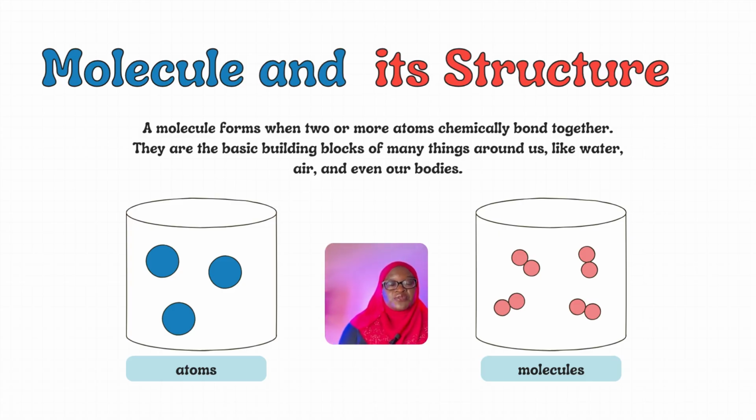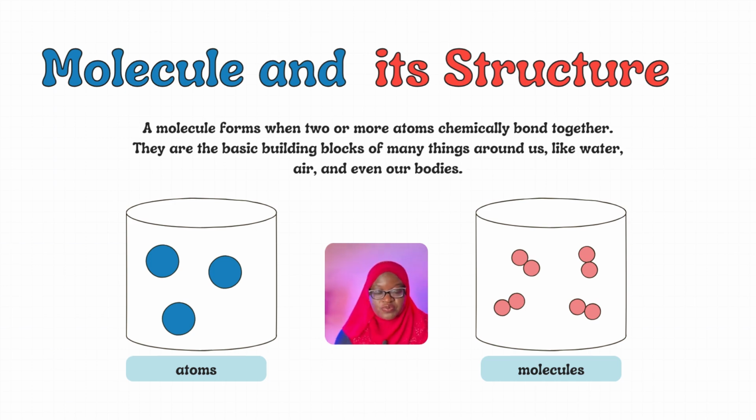Now, what happens when atoms of the same element combine chemically together, or atoms of a particular element combine with atoms of other elements? What results when that happens? When that occurs, we form molecules. So a molecule is when two or more atoms chemically combine together. Again, this is something that is usually asked in a lot of certificate exams, so you can be asked to define a molecule. A molecule is formed when two or more atoms are chemically bound together. They are the basic building blocks of many things around us.